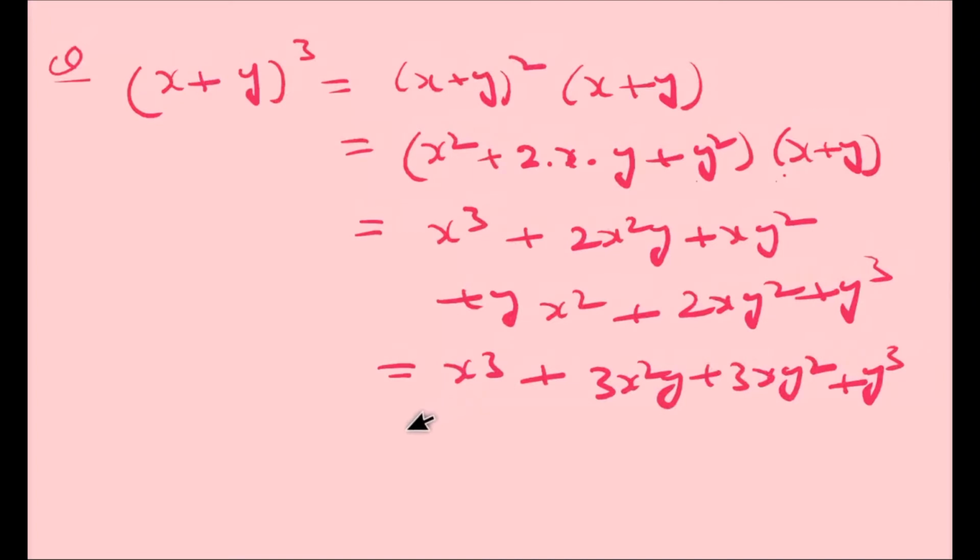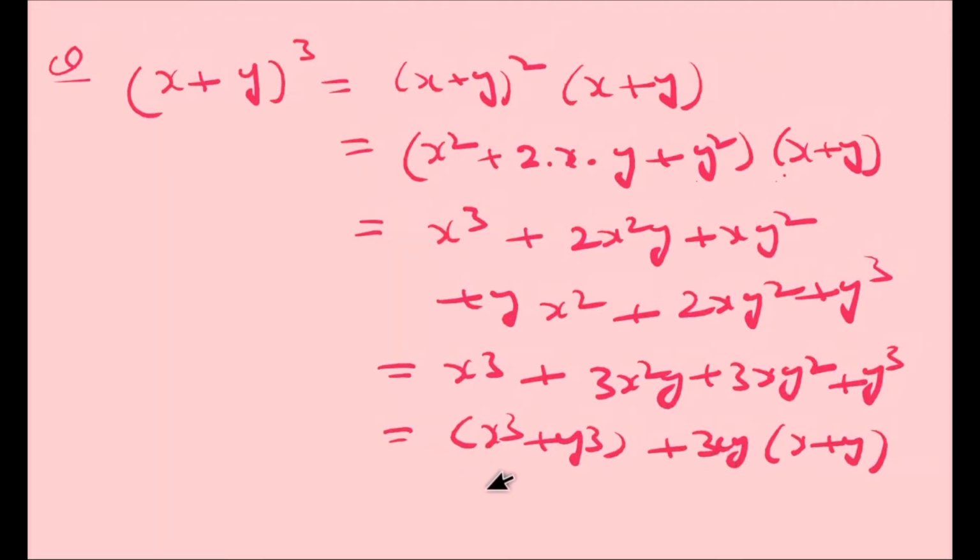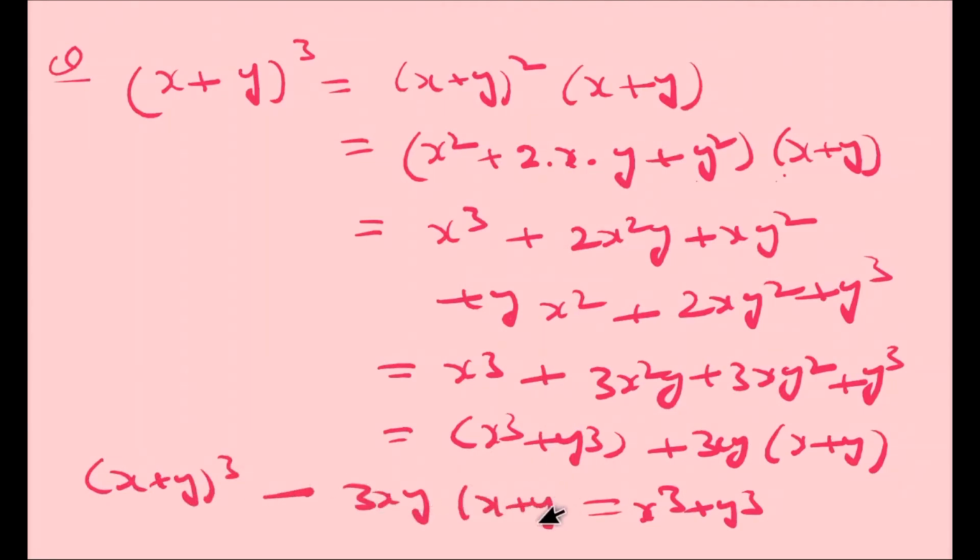Okay, so you can see here, we are using x cube plus y cube in one bracket and 3xy, and here we can take the common x plus y, since 3xy is common. Now if we write x cube plus y cube on this side, we can write x plus y whole cube minus 3xy times x plus y. So you have to first learn the expansion of this step. This is your basic formula.